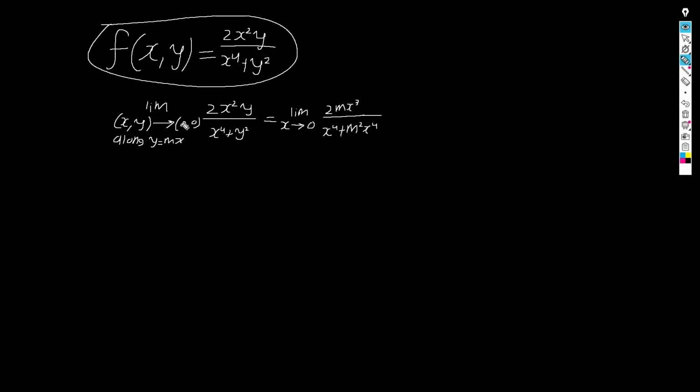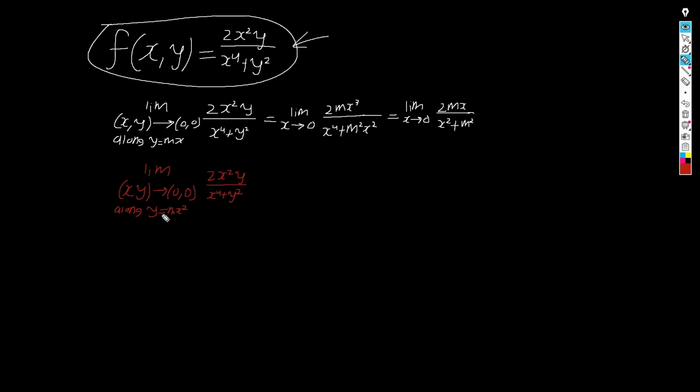So this limit over here is just this limit as x approaches 0. We can factor x squared out of every term to get this. So this limit would approach 0 as x approaches 0 for any m. So the limit as this approaches the origin would be 0.